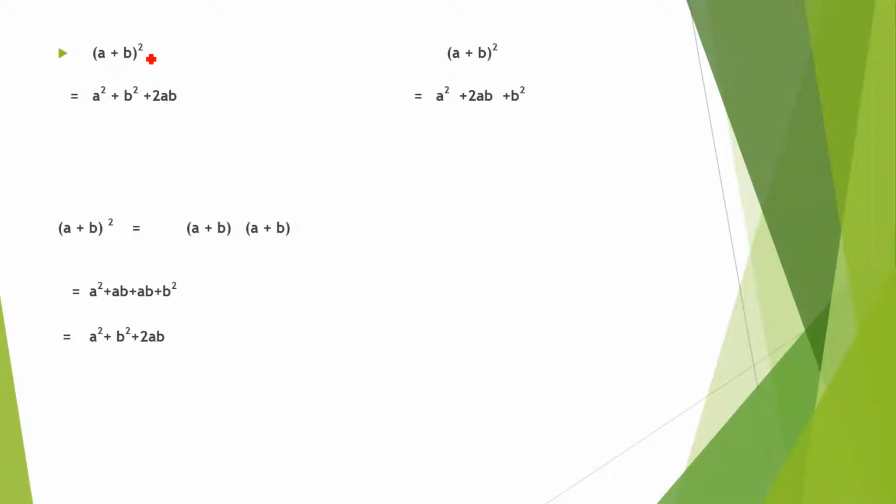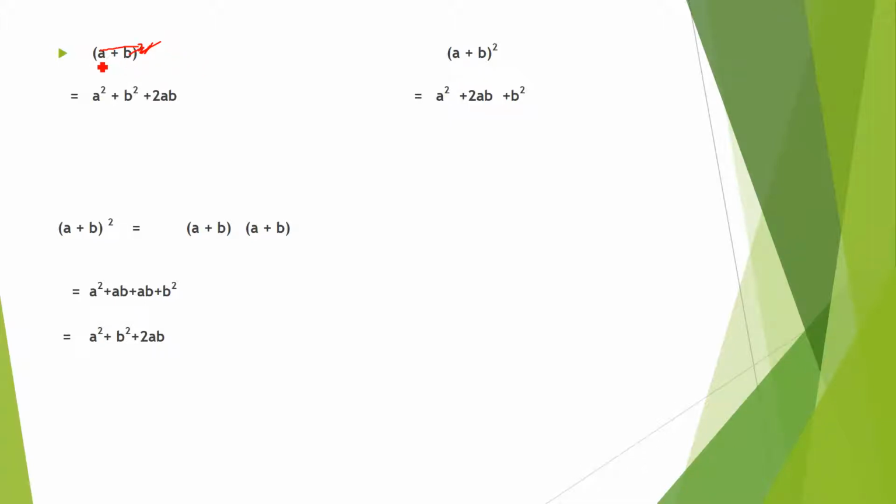I am focusing on the word whole square. Whole square means that this square is on a and b as well, right? It does not mean that this 2 is only the square of b. No, it is a plus b, and a plus b is in the parenthesis, and then there is the square, right? So how will you expand this formula?